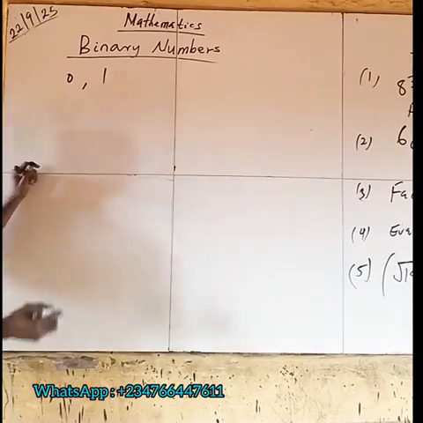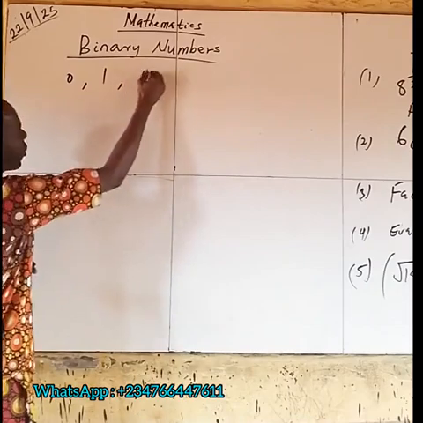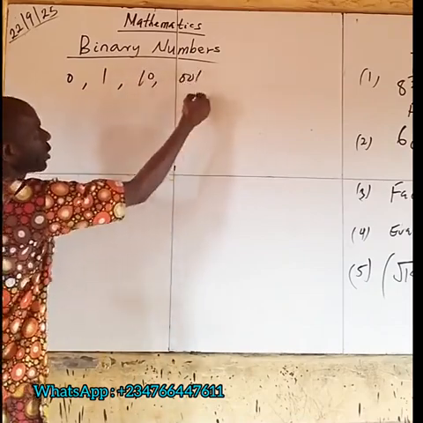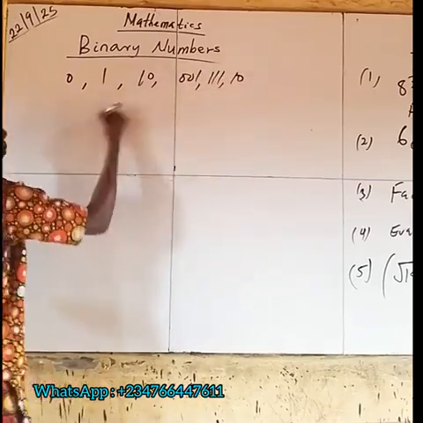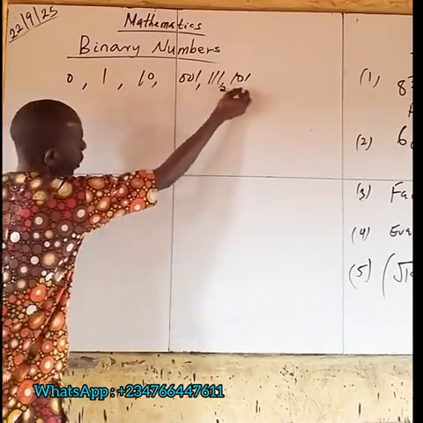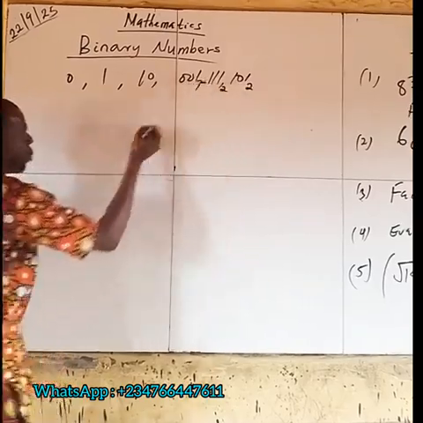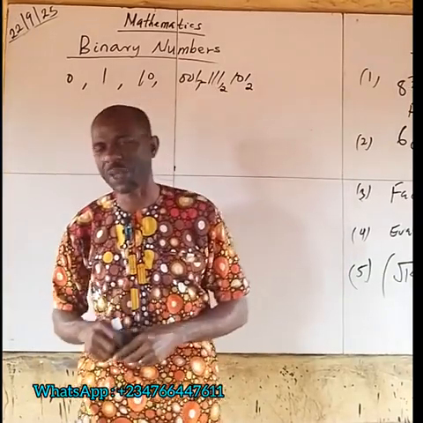They are in base 2, and it can be a combination of both of them. It can be 10, can be 001, can be 111, or can as well be 101, and all of them must be in base 2. Okay, they are all in base 2. So these numbers are called binary numbers.